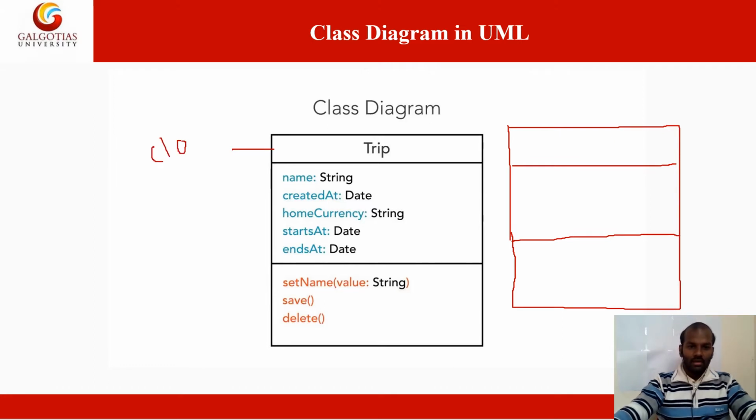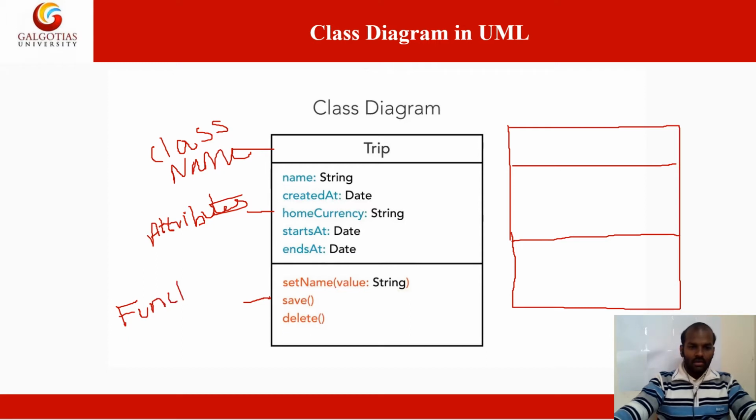The second portion we call the attribute. And the third portion of the class diagram we call the function or method. So this is the example we are taking as a trip.